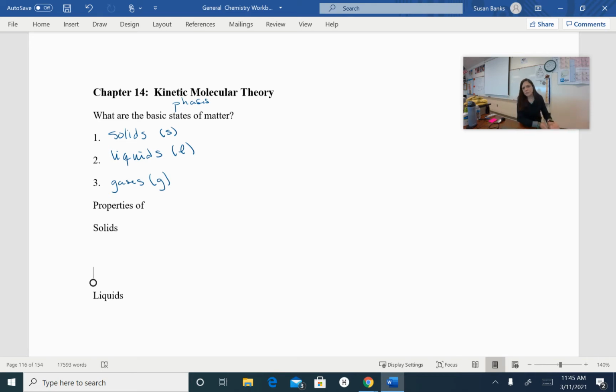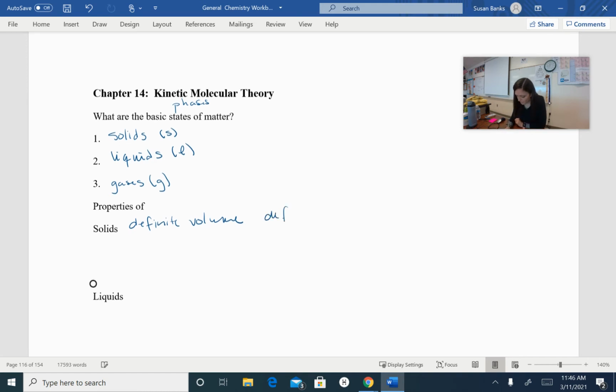So solids, they have definite volume. They have a definite volume, which means that their volume can be measured. I can measure their volume. Because they also have a definite shape, right? I can put, for example, this water bottle, it doesn't change shape unless I hit it really hard and change the shape of it. It has a definite shape. It doesn't change regardless of what I put it in.